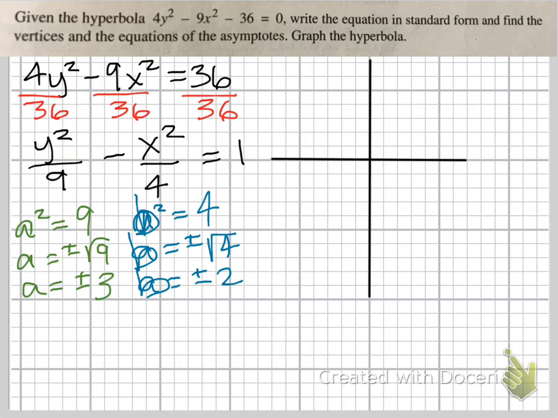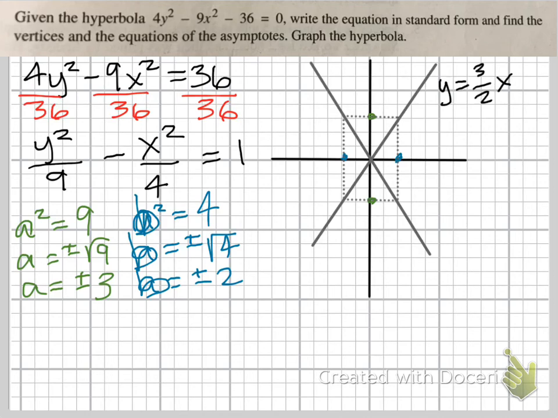a is plus or minus 3, and remember y comes first, so I'm going onto the y-axis at 3 and negative 3. Then I'm going to go to the x-axis, and I'm going to graph plus or minus 2, draw the rectangle, and then draw the lines that go through the corners of the rectangle. Now I'm going to find the equation of the lines starting at the origin. I go up 3 over 2 to get y equals 3/2 x. Going back to the origin, you go down 3 over 2 to get y equals negative 3/2 x.